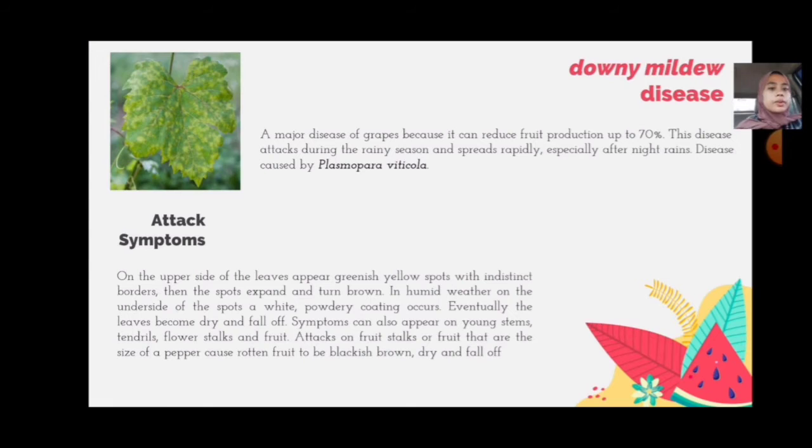Symptoms also appear on young stems, flower stalks, and fruit stalks. Attacks on fruit the size of a pepper cause the fruit to rot, turn brownish, dry, and fall off.